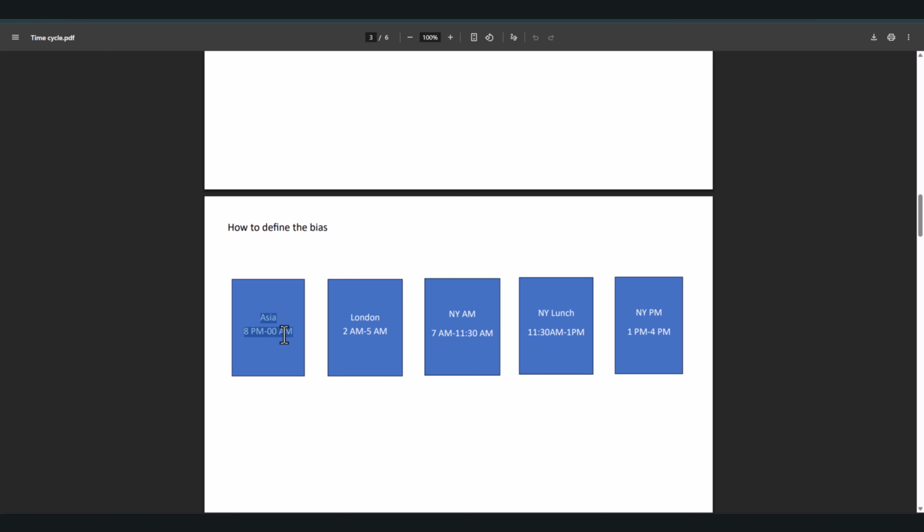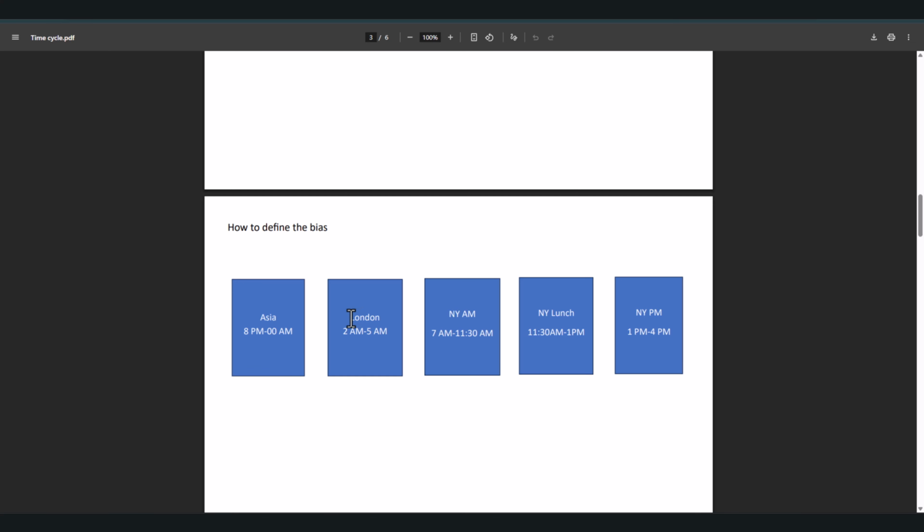You have Asia, which is from 8 p.m. to 00 a.m. You can trade on London session, you can trade on New York AM session. Nothing to do with New York lunch. You shouldn't place any trade during this New York lunch. You have to wait. Then you can place trade on New York PM. So Asia is from 8 p.m. to 00 a.m. You have a range during this Asia.